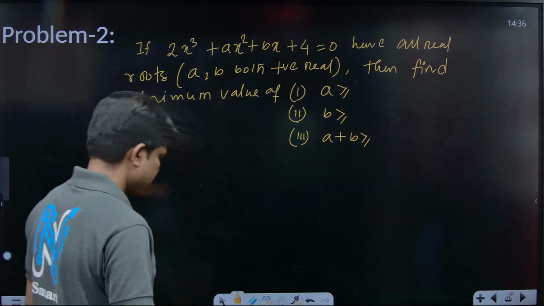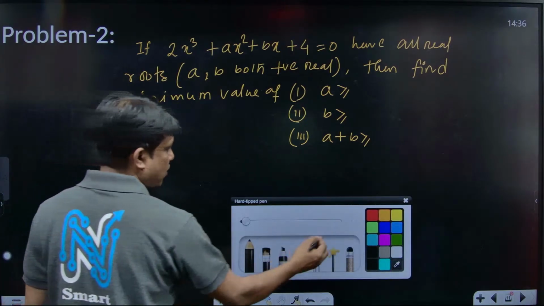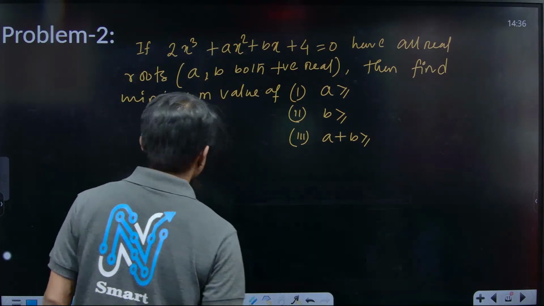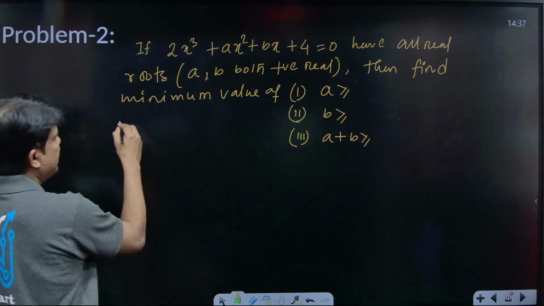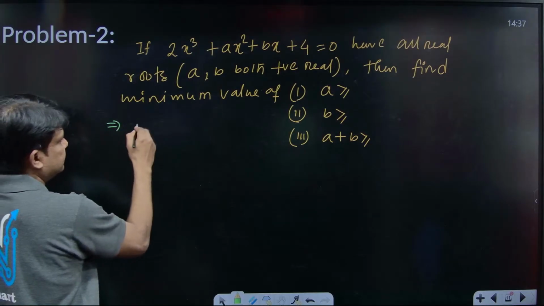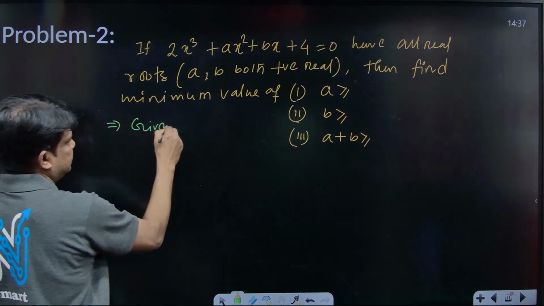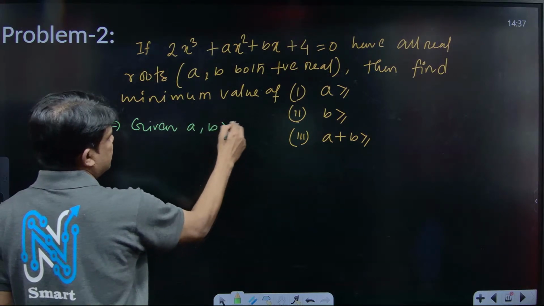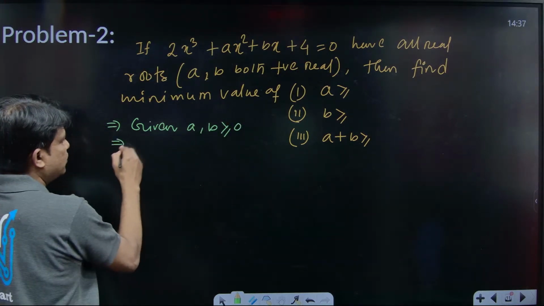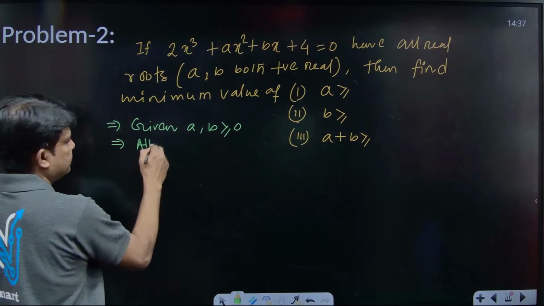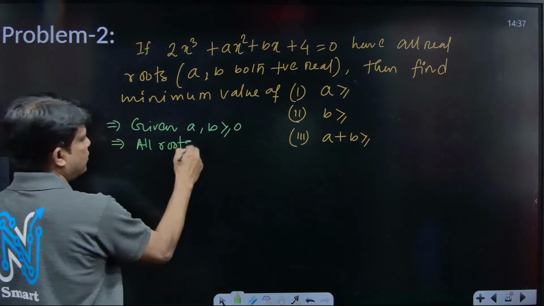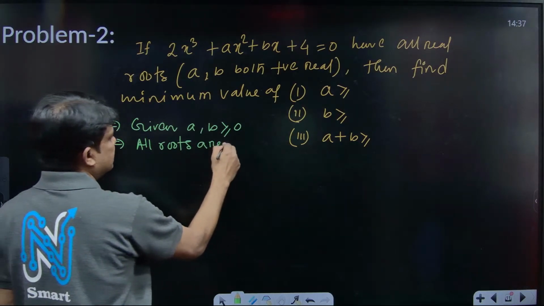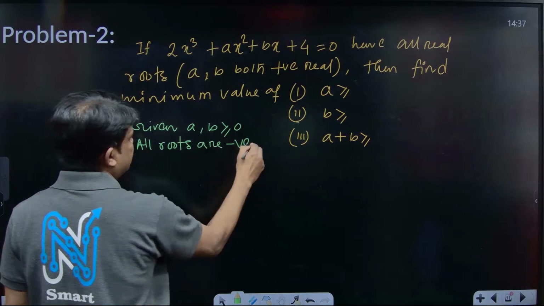What is the condition of roots? All roots are negative, given a and b belong to positive real quantities. Confirm.